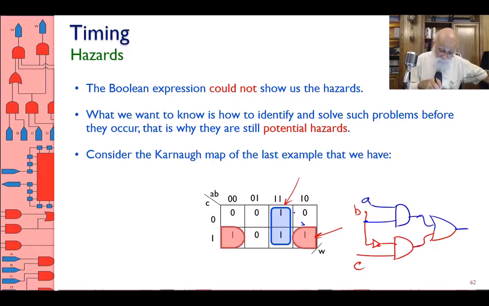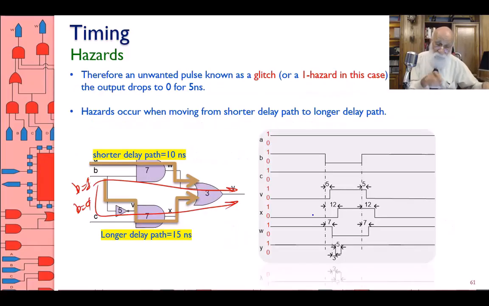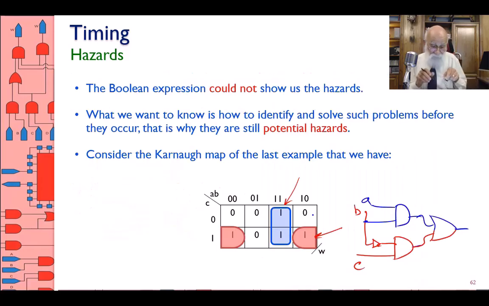What it means is, instead of doing the circuit like this and doing the timing like this, all I can do is look at the Karnaugh map and say, if I have two adjacent ones that are not covered by the same map, that means these two are not covered, then I have a potential hazard. I didn't say I necessarily have a hazard. I say a potential hazard because that doesn't tell me anything about the timing.